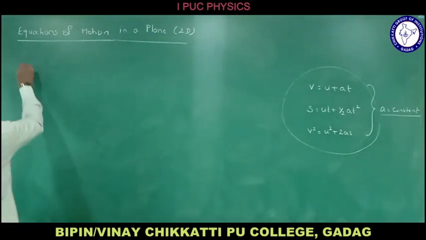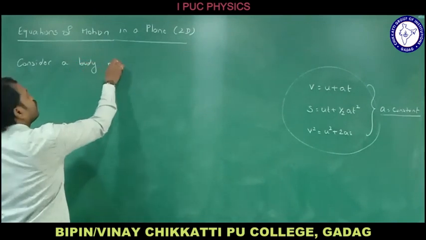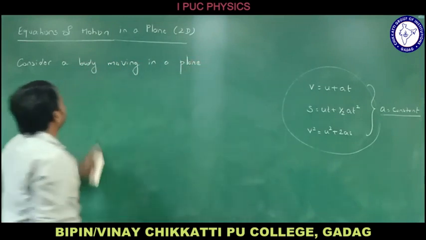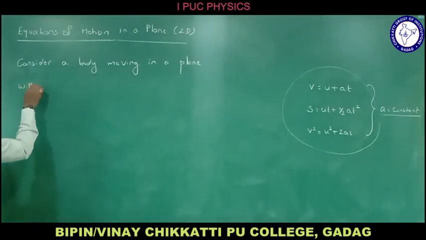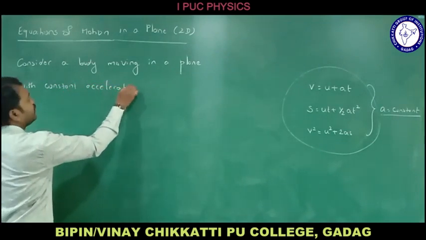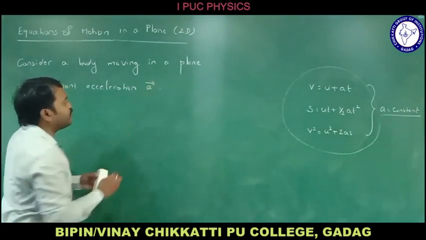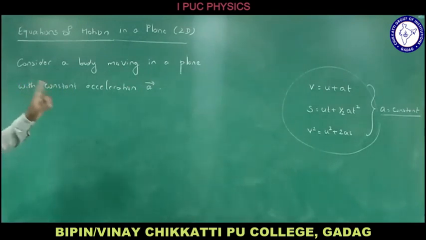Now let us consider a body moving in a plane. For example, this is a plane, the body is moving. How is it moving? It is moving in a plane with constant acceleration. So what is the constant acceleration? Let me take it as a, because acceleration is a vector quantity, so we'll be writing a vector. Consider a body moving in a plane with constant acceleration a.